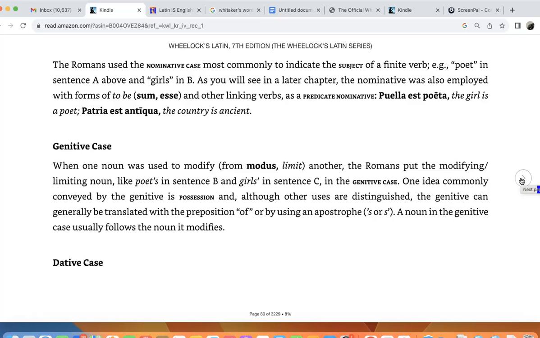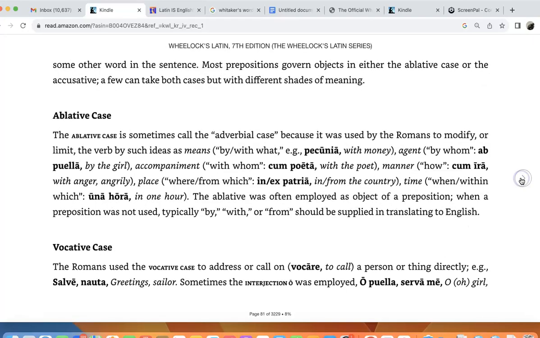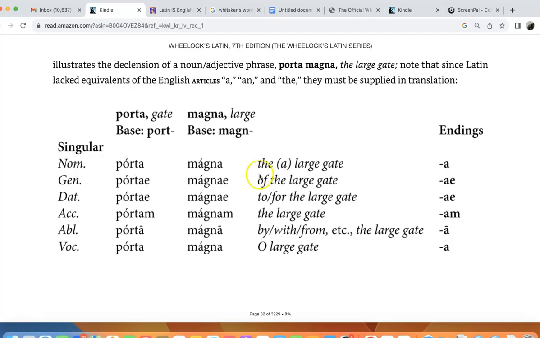Again, it's probably a good idea, and I'll point this out in my email, to read the chapter before watching this video, just because this video will presuppose that you've at least acquainted yourself in a general manner with the chapter content. So we go back here.